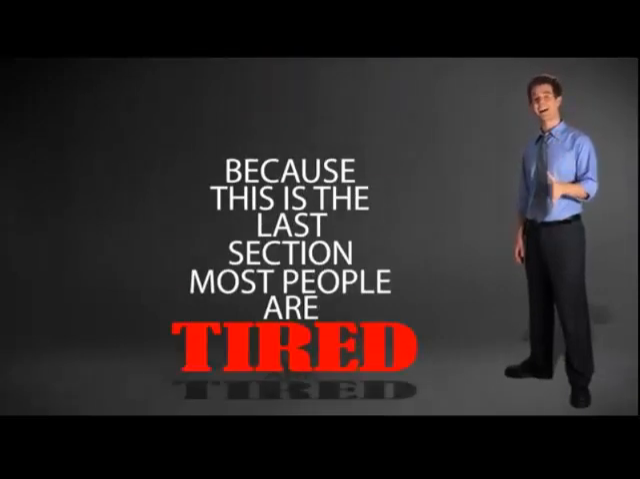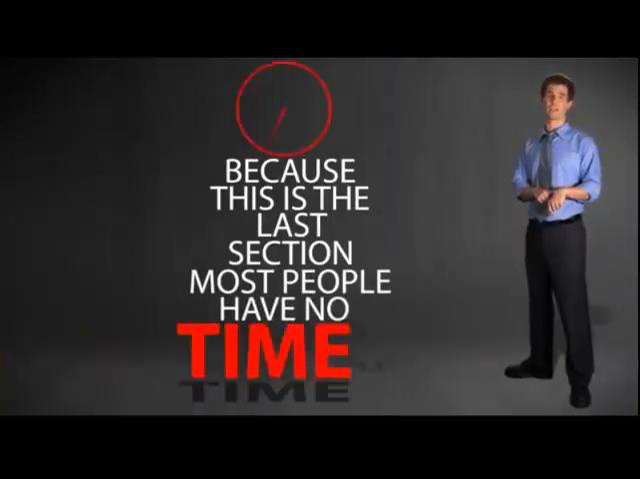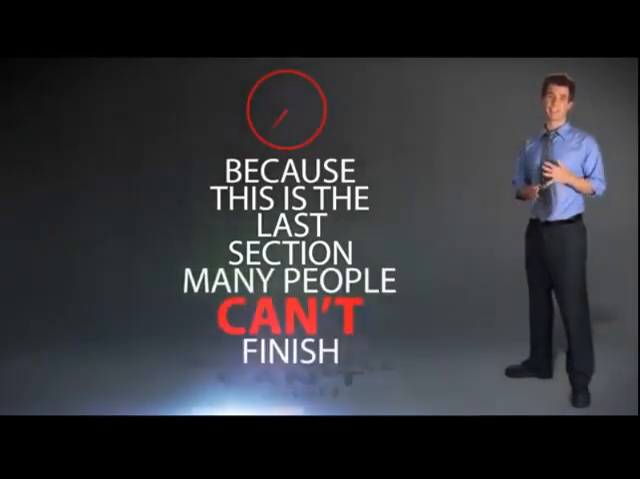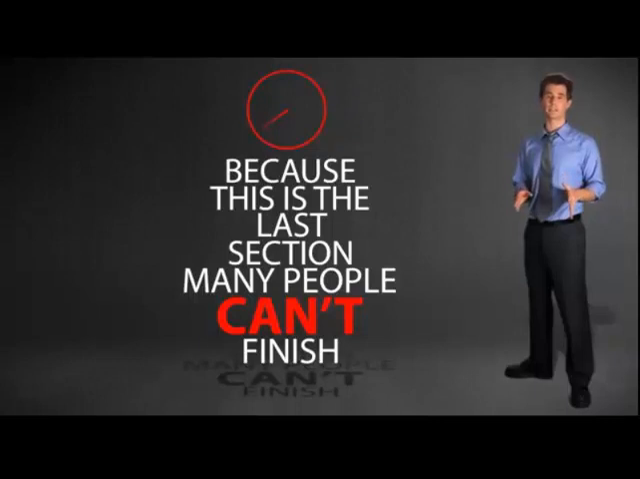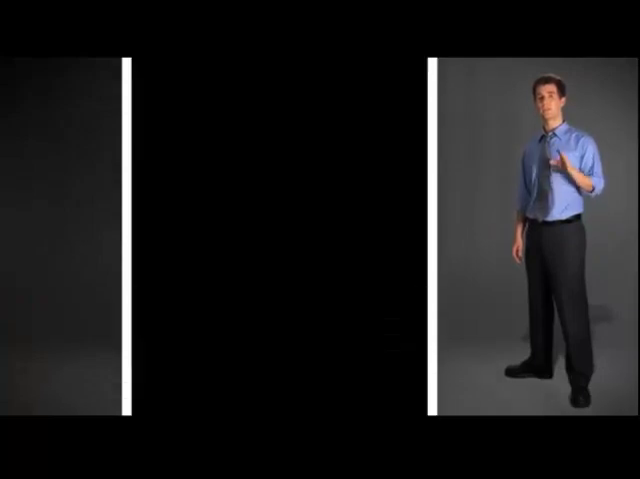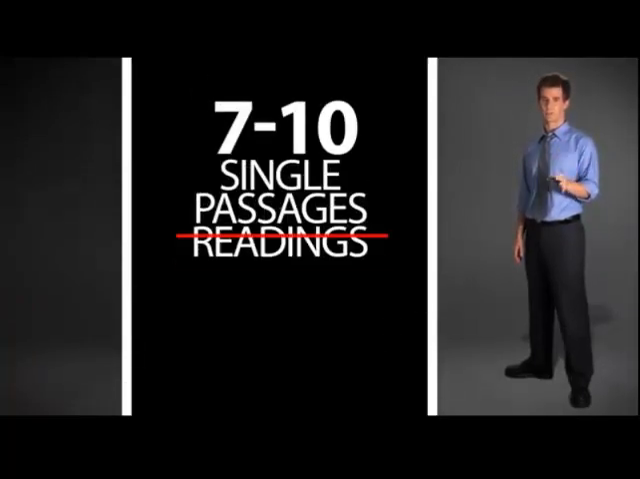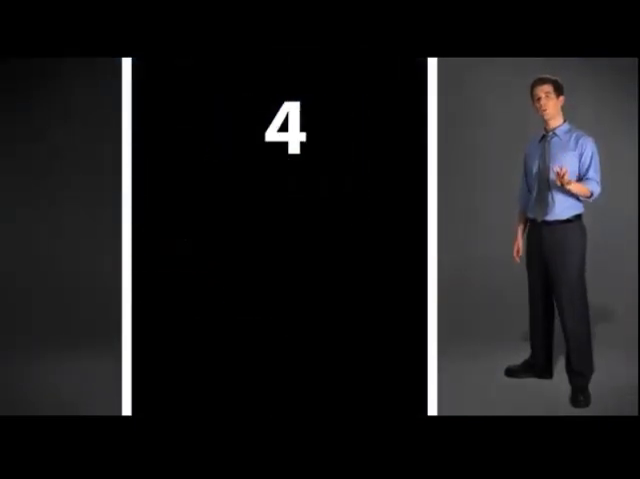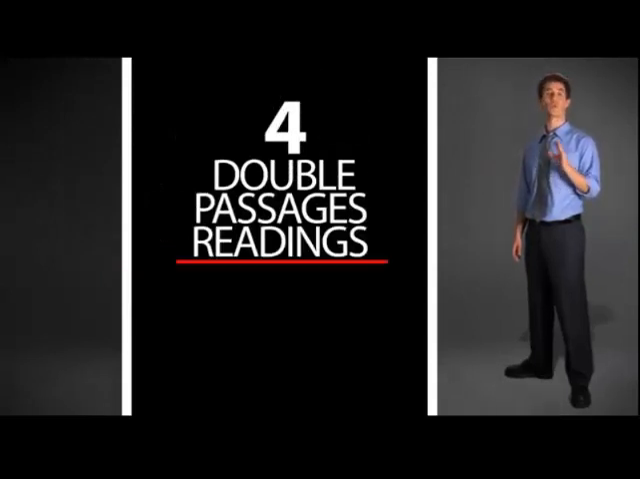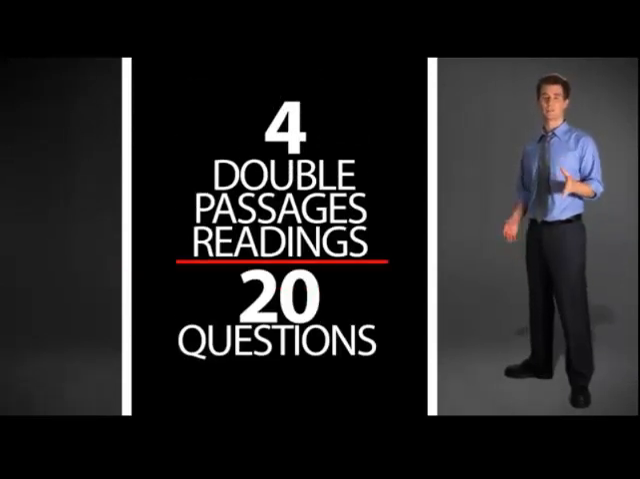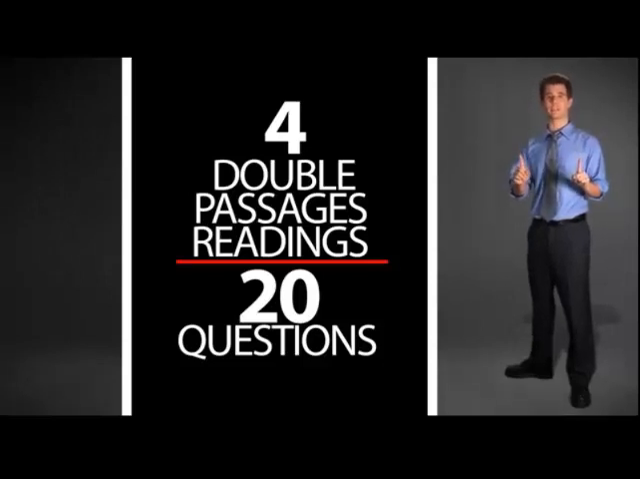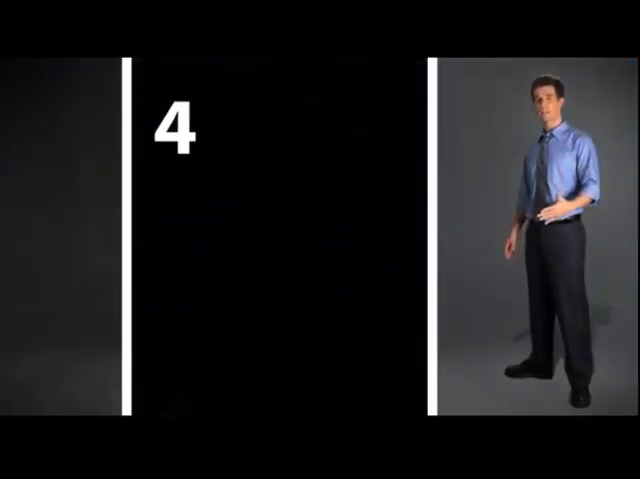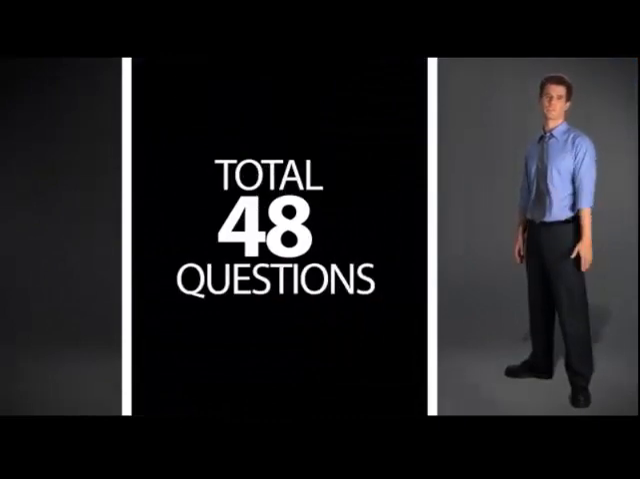Now, because this is the last section, most people are tired, and they also don't have a lot of time. Actually, many students cannot finish all of the questions in this section because they run out of time. Now, in this section, you will see 7 to 10 single passage readings for a total of 28 questions, and you will see 4 double passage readings for 20 questions. Now, double passages are very simple. It's basically 2 different readings as a set. So for a whole section, you will see 48 questions.